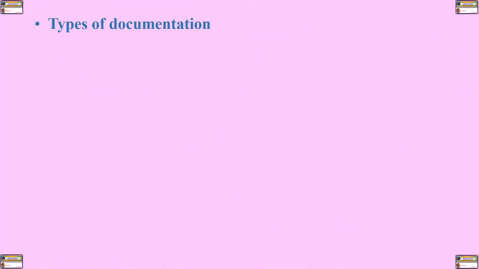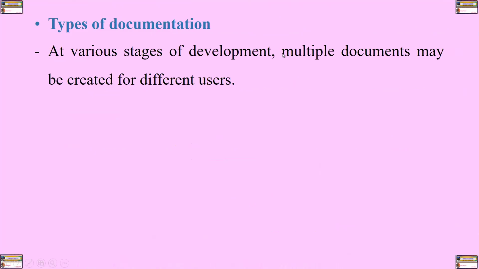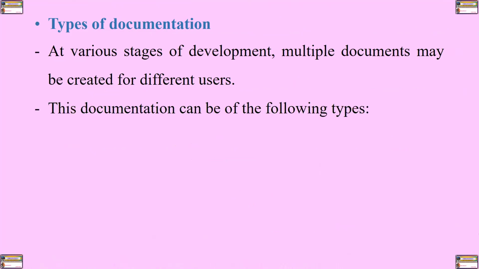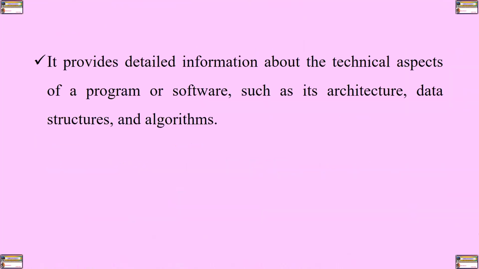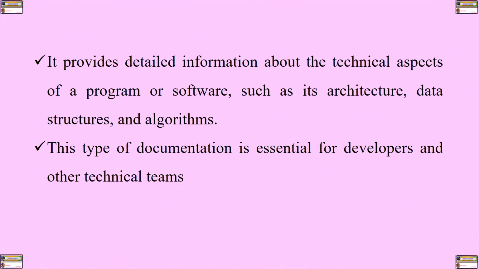So what are some of the types of documentation that a programmer can prepare? At various stages of development, multiple documents may be created for different users. This documentation can be of the following types. 1 is technical documentation. It is a documentation of actual programming components like algorithms, flowcharts, program codes, functional modules, amongst others. It provides detailed information about the technical aspects of a program or software, such as its architecture, data structures, and algorithms. This type of documentation is essential for developers and other technical teams.